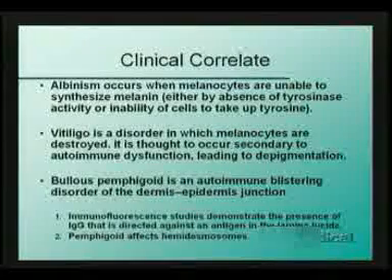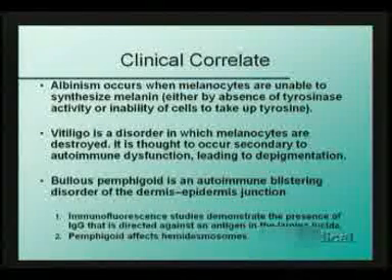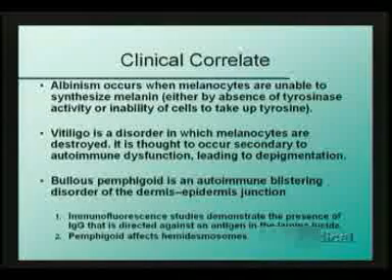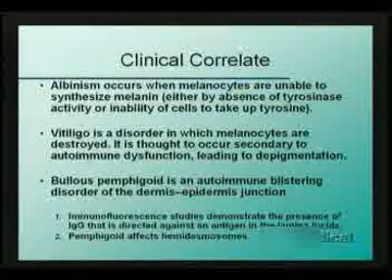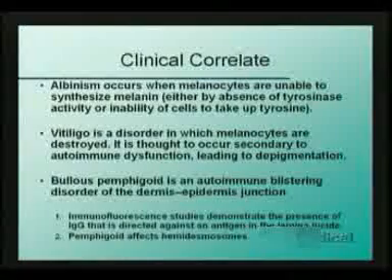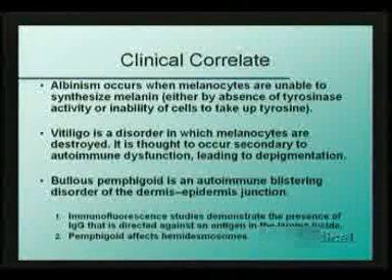Albinism occurs when melanocytes are unable to synthesize melanin. Vitiligo is a case where the melanocytes themselves are destroyed, and generally this is secondary to an autoimmune related dysfunction. Both of these obviously would result in depigmentation, a lack of melanin pigments being taken up into the associated keratinocytes.